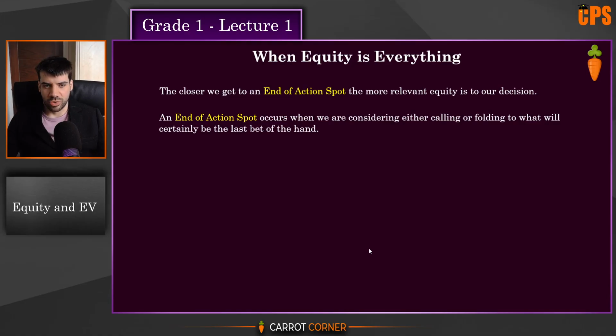This occurs when someone goes all in and there are no other players in the pot. There can be no action after we call, but more commonly, end of action spots happen on the river, which is of course the last street where any action can happen.